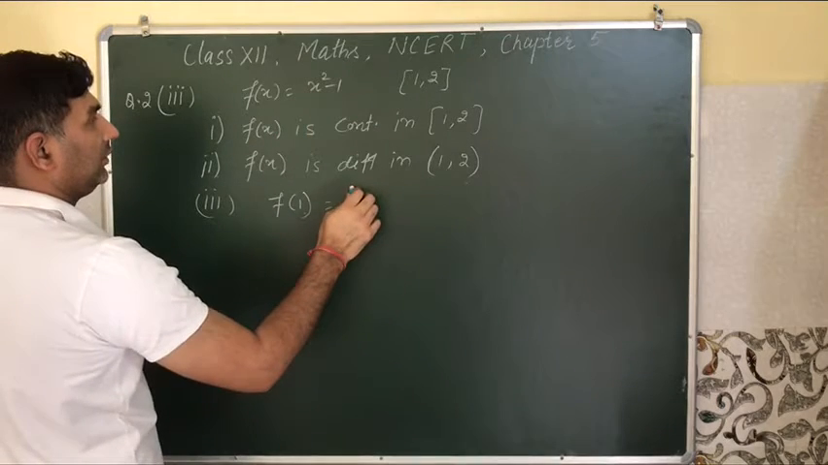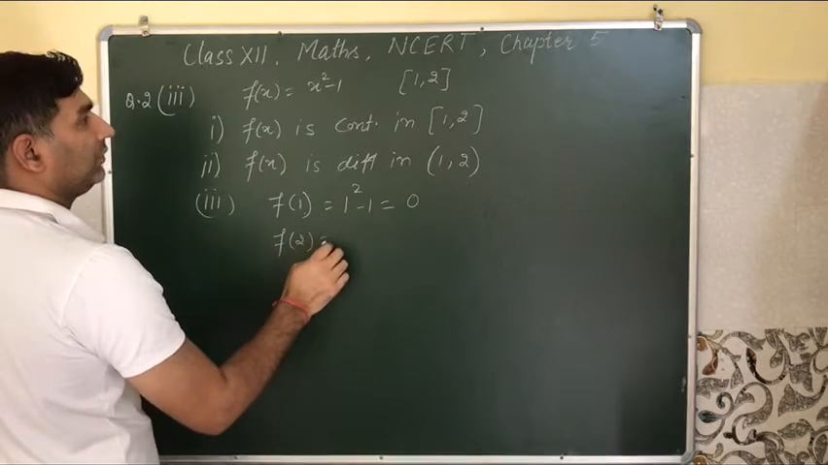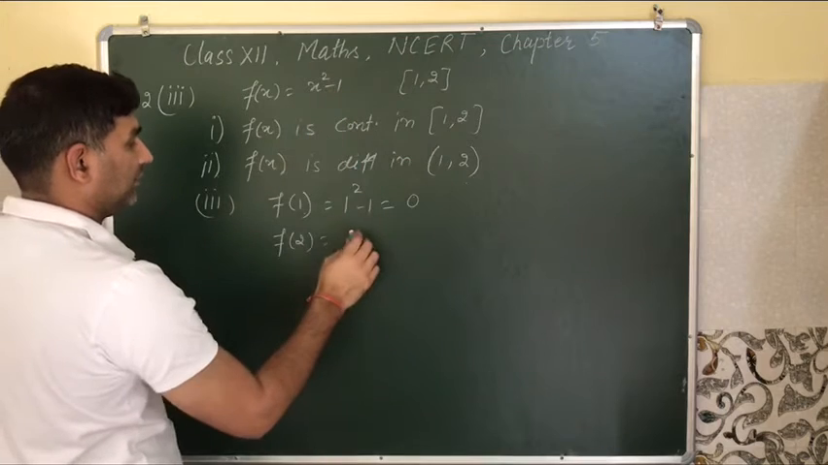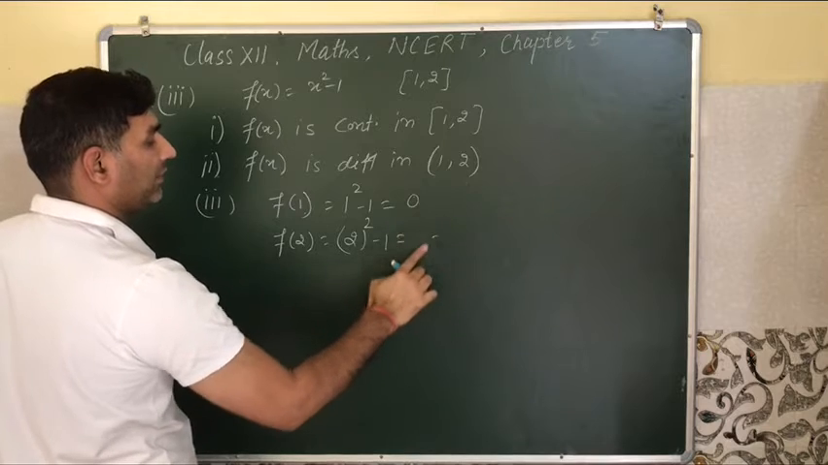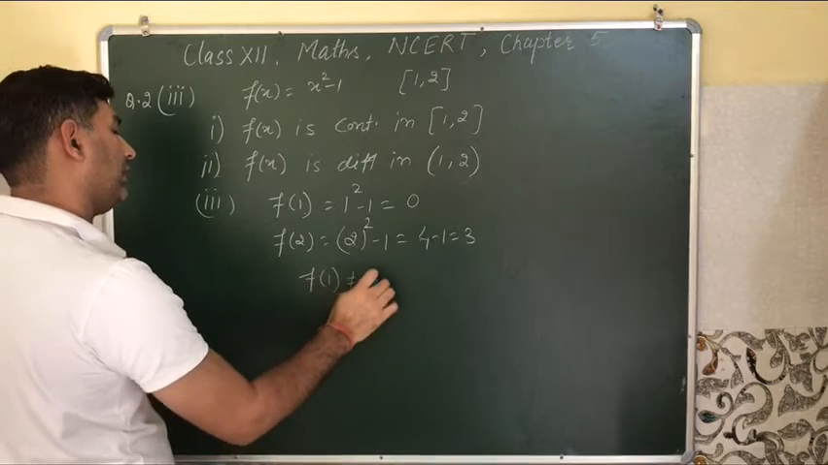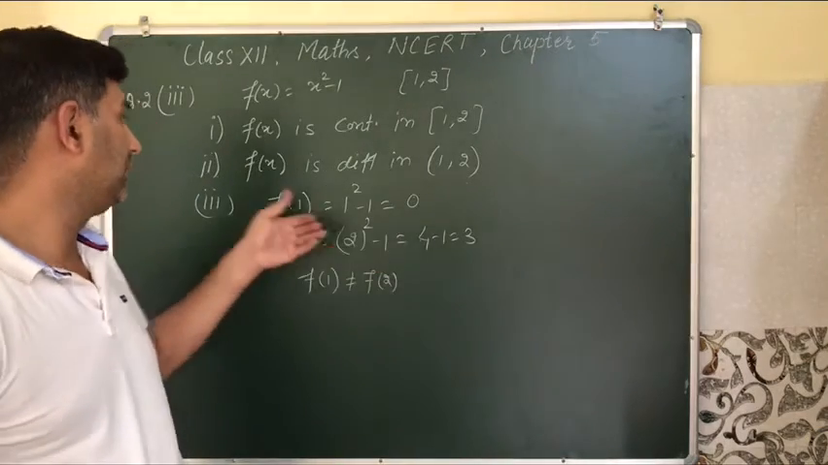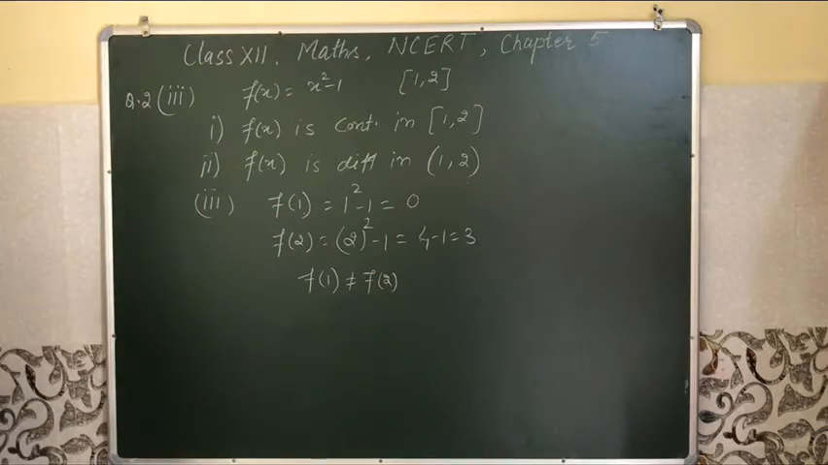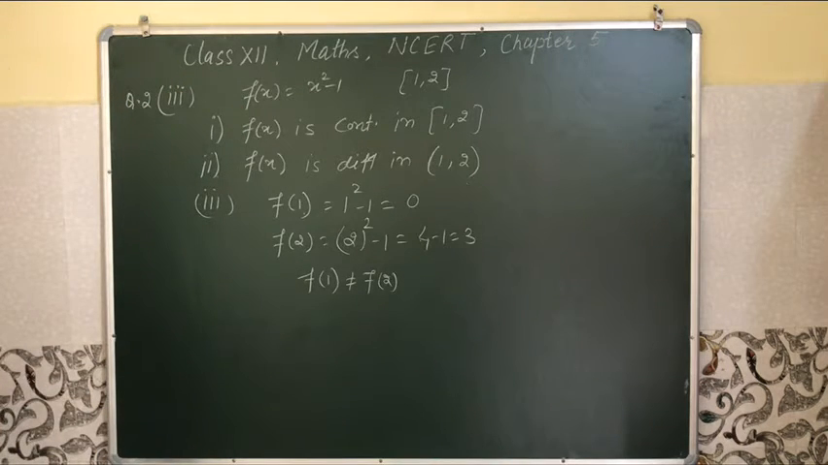square minus 1 is equal to 0, and f of 2, this 2 square minus 1, that means 4 minus 1 is equal to 3. This f of 1 is not equal to f of 2. That means the third condition is not satisfying, the necessary condition, so Rolle's theorem is not applicable for f(x) is equal to x square minus 1 in the given closed interval 1 and 2.